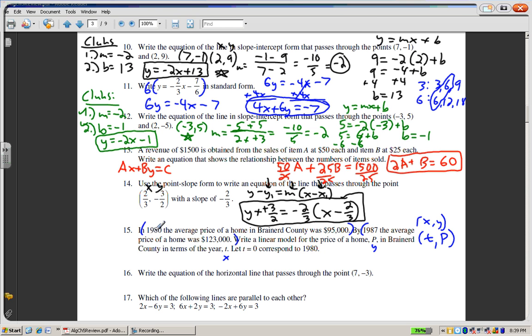So 1980, that is the year 0. So 1980, which is 0, and then 95,000. That's my first ordered pair. My second ordered pair, 1987. Well, that's 7 years past 1980. The price is 123,000.